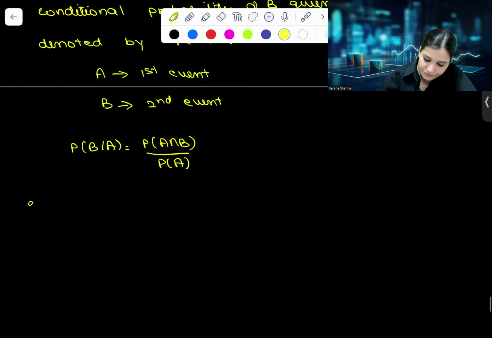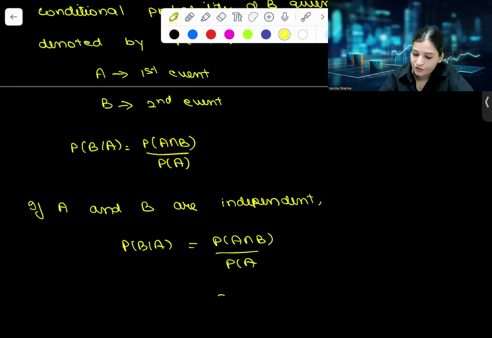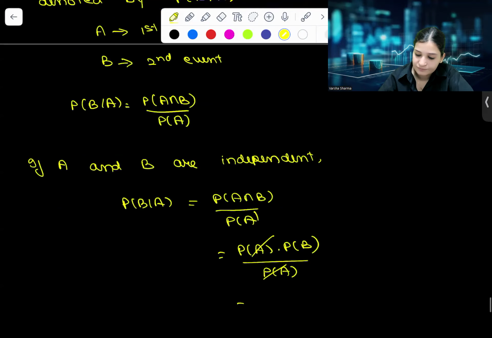Before moving forward, if A and B are independent, can you tell me what are independent events? Occurrence or non-occurrence of an event does not affect the other's occurrence. Yes. And mathematically, what do we get? Every intersection can be written as the product of the probabilities. The formula is intersection by A. Instead of intersection, what can we write? Probability of A into probability of B. Probability of A gets cancelled. We are left with probability of B. So B given A is the same as probability of B if the events are independent.